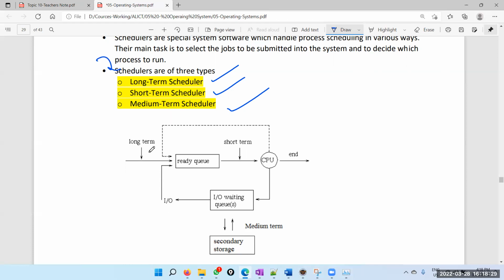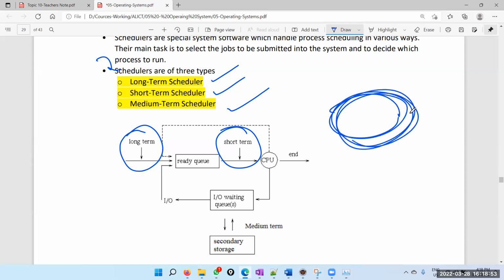The long-term scheduler is the one that decides whether a program is ready to be taken from new to ready state. That is called the long-term scheduler. The short-term scheduler is the one that handles ready to running and running to ready transitions. So that is the short-term scheduler.